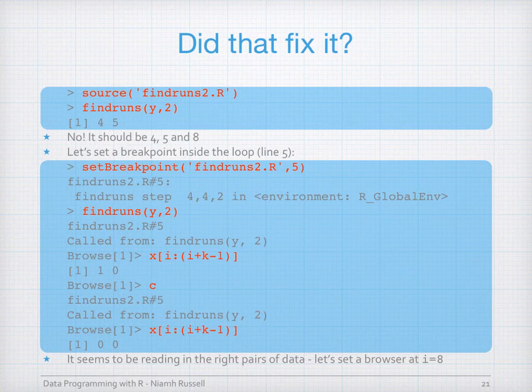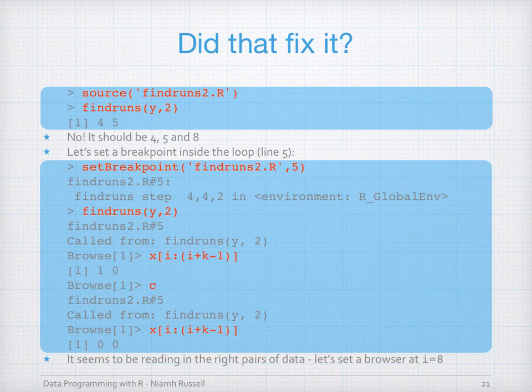So it appears that this piece of code here within the if statement is now right where before it was wrong. Okay, so we can type a c and that will continue on the code until the next time it hits the breakpoint. So it'll go all the way through the code and back around to line 5 again and then stop again. And if we check at this point, we can see that it should be looking at from positions 2 to position 3 of the vector x, and that gives us 0, 0. So it does appear to be reading in the right pairs of data.